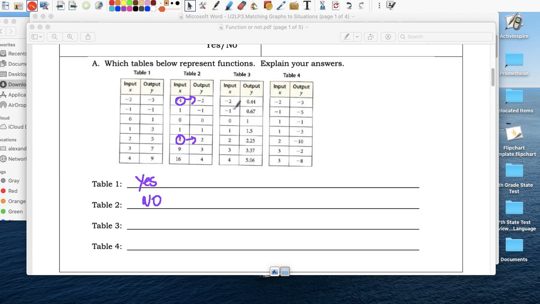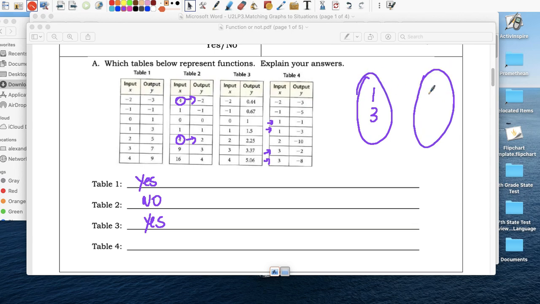Table 3, does anything repeat on the inputs? No, so it looks okay. Every input has one output, so that's a yes. And table 4, notice right here and here, 1 has two outputs, -1 and -3, and 3 has two outputs, -2 and -3. If that looks like a mapping, I'm just going to pick those two numbers. 1 has this output and this output, and 3 has two outputs as well, so no.